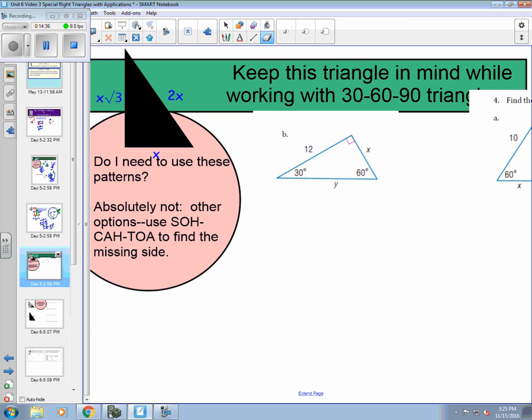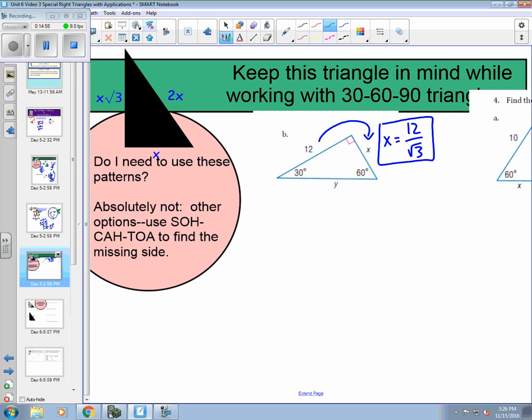So if we know the longer leg and we want to go to the shorter leg, that's a factor of square root of 3. Since we're going from a longer side to a shorter side, we don't want to times by square root of 3. We want to divide by square root of 3. So x here is going to be 12 divided by the square root of 3. That's one way you could write the answer.